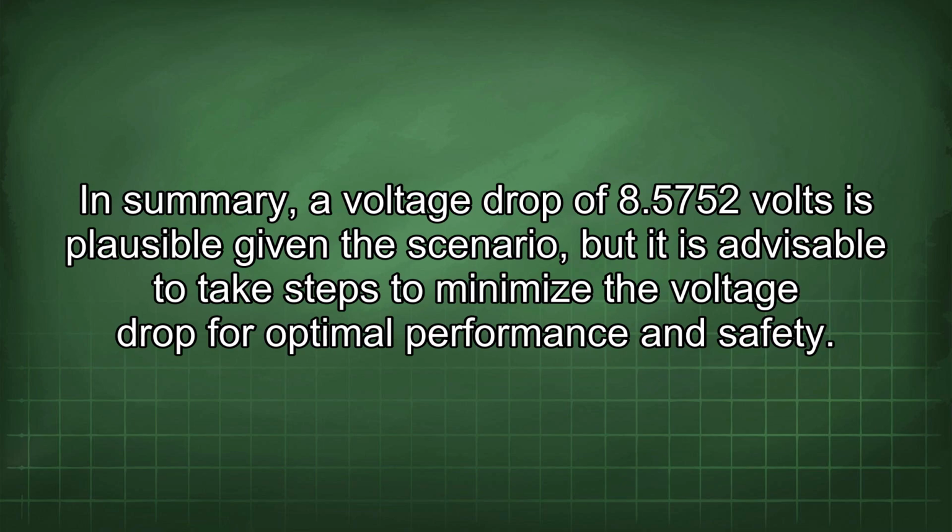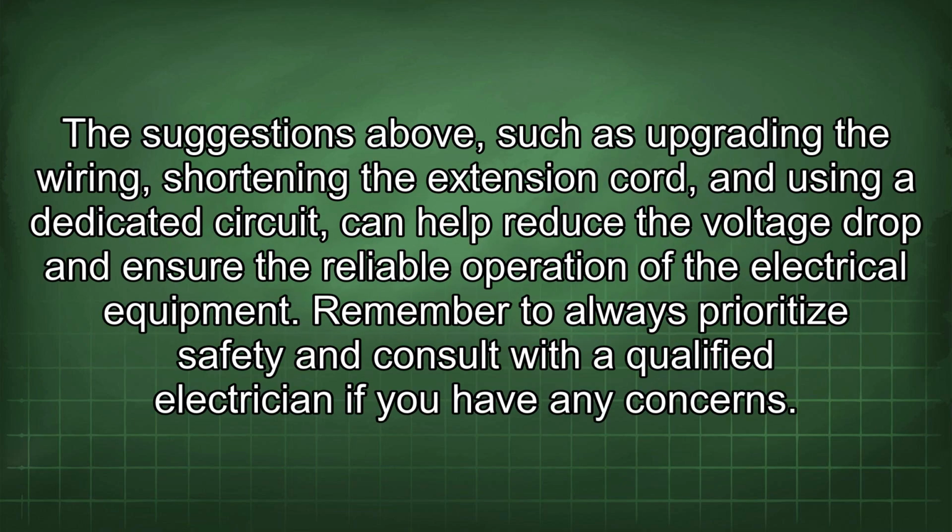In summary, a voltage drop of 8,5752 volts is plausible given the scenario, but it is advisable to take steps to minimize the voltage drop for optimal performance and safety. The suggestions above, such as upgrading the wiring, shortening the extension cord, and using a dedicated circuit, can help reduce the voltage drop and ensure the reliable operation of the electrical equipment. Remember to always prioritize safety and consult with a qualified electrician if you have any concerns.